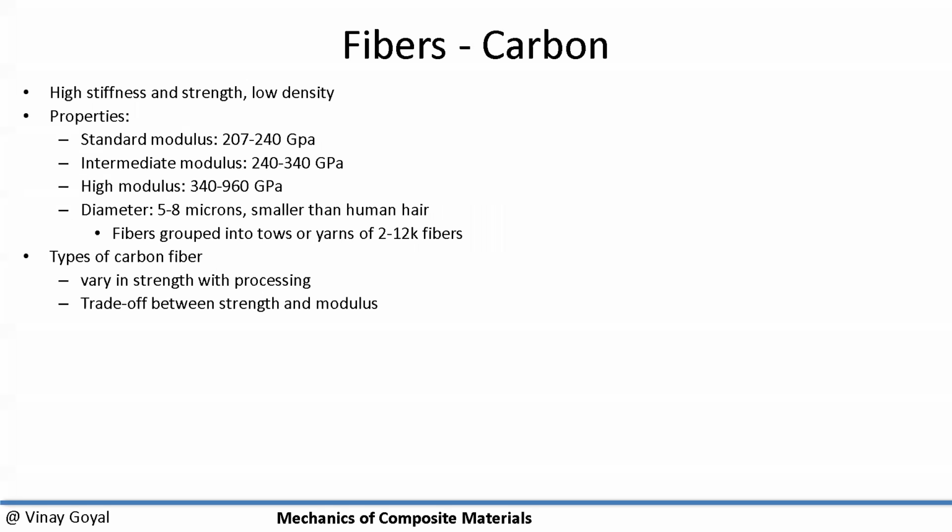Again, the one you're going to see a lot is going to be fiber carbon. The fiber carbon is high stiffness and strength, low density. The properties are pretty nice. They have a range of properties from standard modulus to high modulus system. And what is amazing about carbon to me is that it's 5 to 8 microns only in diameter, and that's smaller than the human hair.